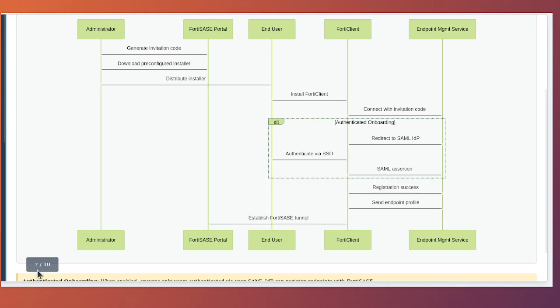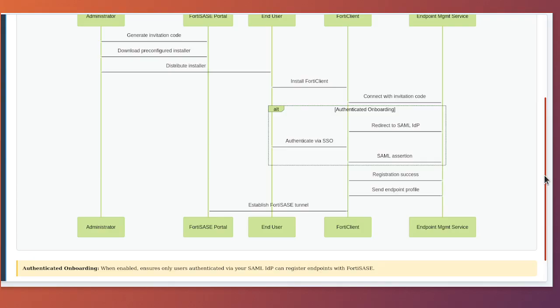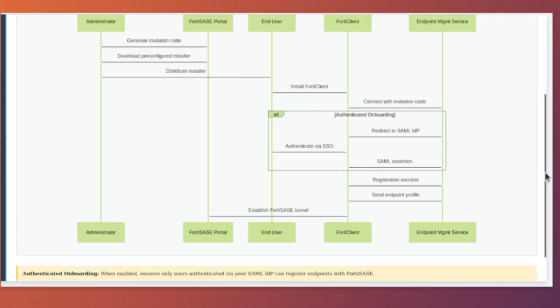FortiSASE provides several methods to streamline this process for managed endpoints. The basic onboarding workflow starts with the administrator generating an invitation code in FortiSASE. This code is used by FortiClient to connect to the FortiSASE endpoint management service. The administrator then distributes FortiClient installers and the invitation code to end users. End users install FortiClient on their endpoints and enter the invitation code to register with FortiSASE.